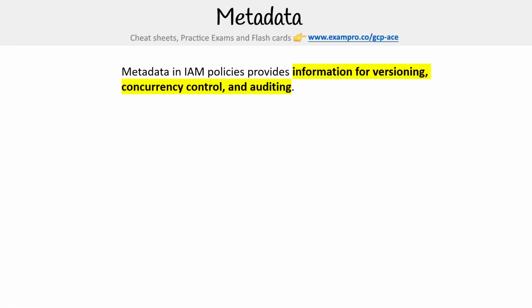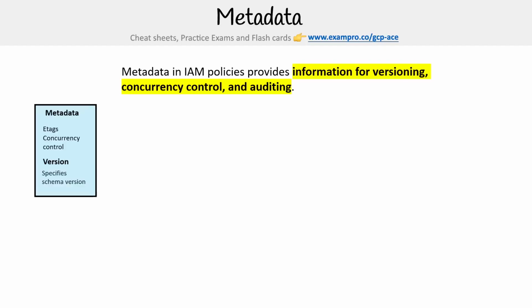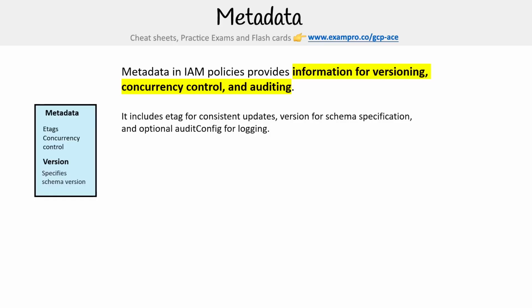Let's take a look at metadata. So metadata in IAM policies provides information for versioning, concurrency control, and auditing. So on the left-hand side, you can see we have metadata for e-tags, concurrency control, or versioning such as schema versions. It includes e-tags for consistent updates, versions for schema specification, or optional audit logs for logging. So for e-tags, it enables concurrency controls for consistent policy updates.